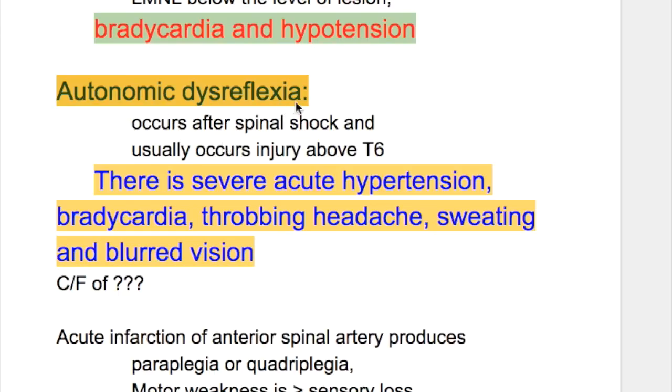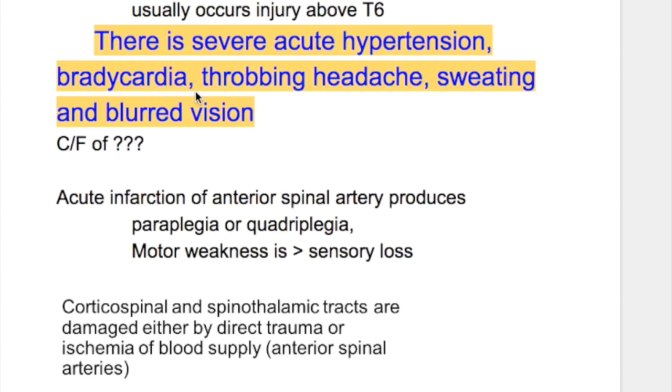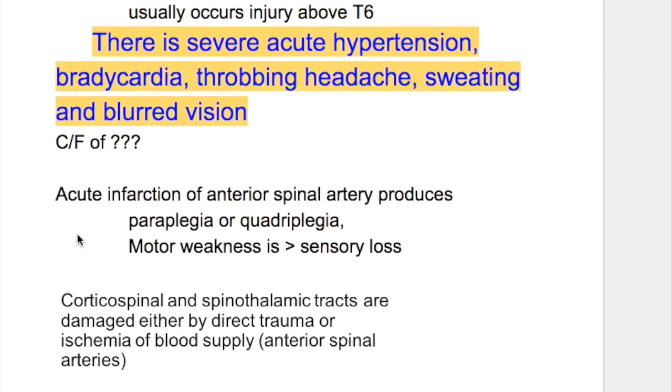Autonomic dysreflexia occurs after spinal shock and usually occurs in injuries above thoracic 6. There is severe acute hypertension, bradycardia, and throbbing headache, sweating, and blurred vision. So what are the clinical features or effects produced by anterior spinal artery infarction? Acute infarction of the anterior spinal artery or injury to the spinal cord produces paraplegia or quadriplegia.